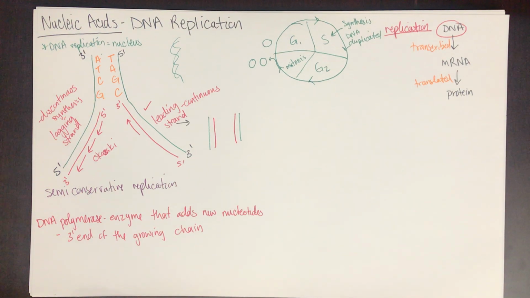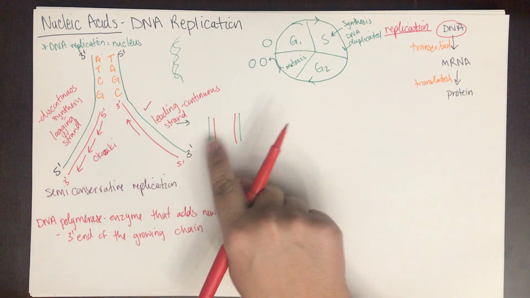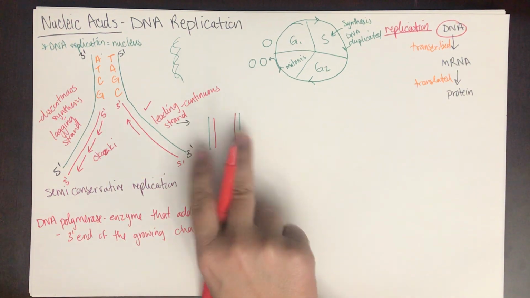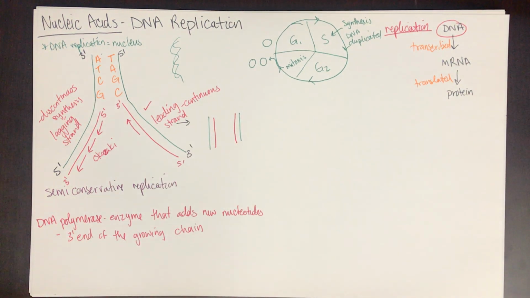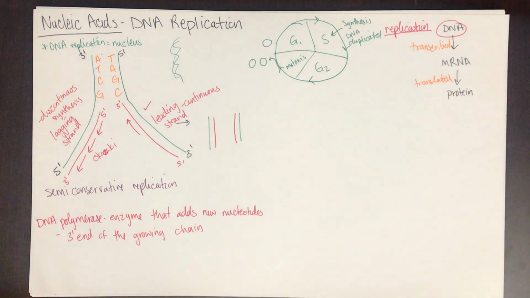So let's go back a little bit. Semi-conservative replication means that the 2 strands of DNA that are synthesized from the 1 parent strand are half parent DNA, half daughter DNA.